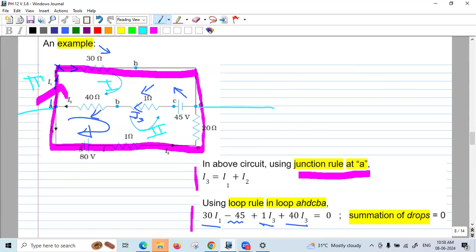So I can solve this question by taking loops 1 and 2 and the junction rule, three equations. Or I can take the equations from loop 1 and loop 3 and the junction equation, or 2 and 3. Basically, the junction rule gives one independent equation, and for the other two I can choose either 1 and 2, or 2 and 3, or 3 and 1.